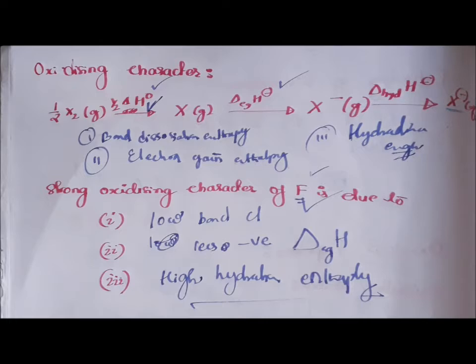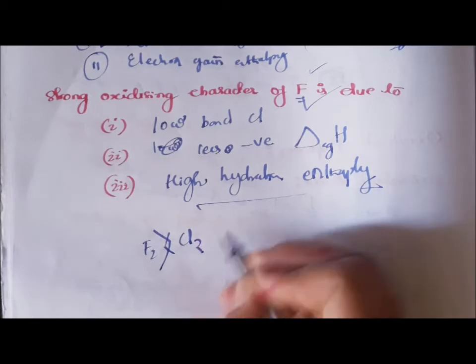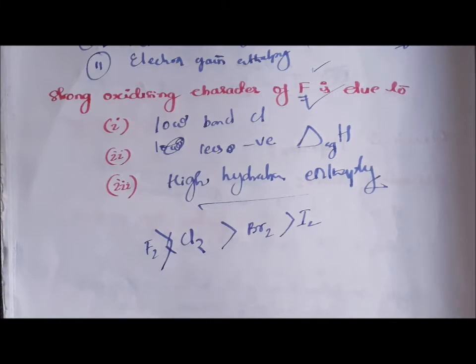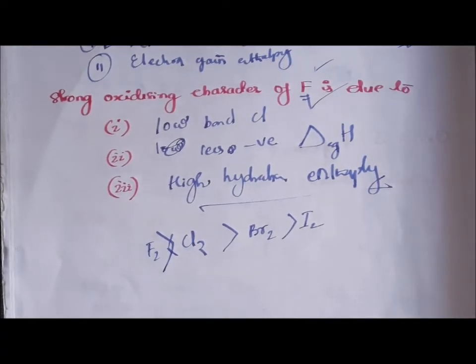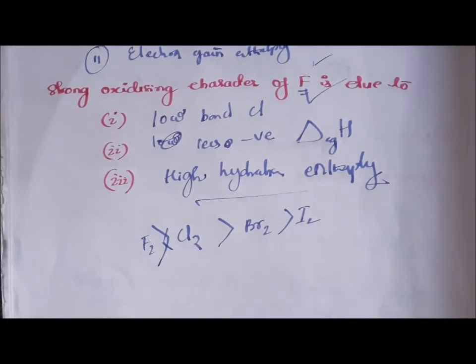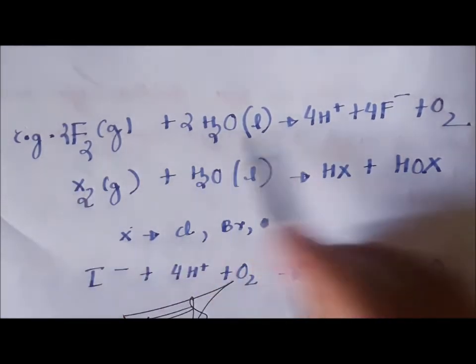Now the oxidizing character decreases down the group. So fluorine is the most oxidizing in nature, then chlorine, then bromine, then iodine, because down the group the electron gain enthalpy becomes less and less negative, and the bond dissociation enthalpy also decreases down the group. Because of this reason, the oxidizing character decreases down the group, and among the halogens, fluorine is the most oxidizing in nature.